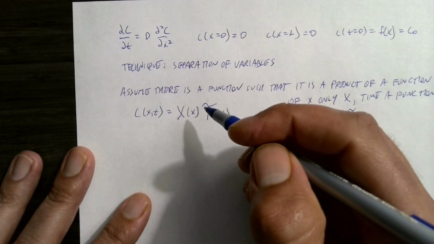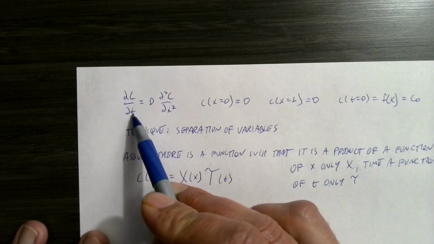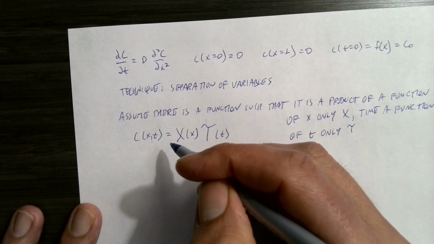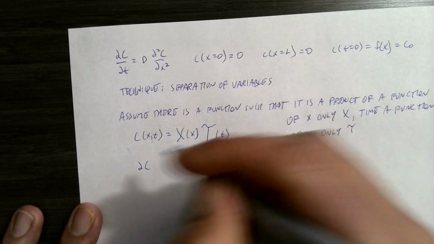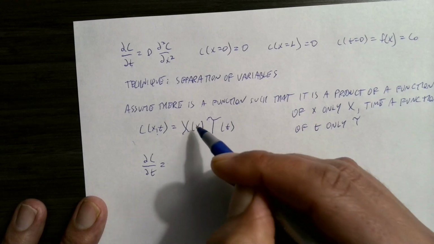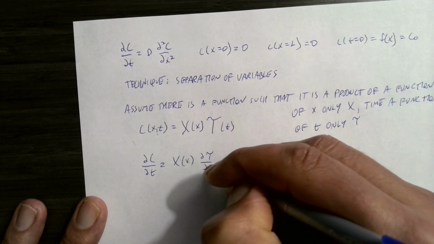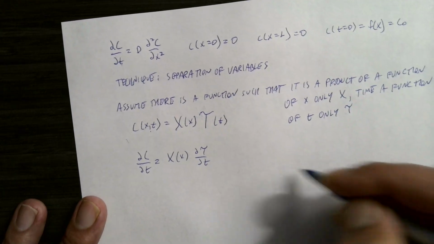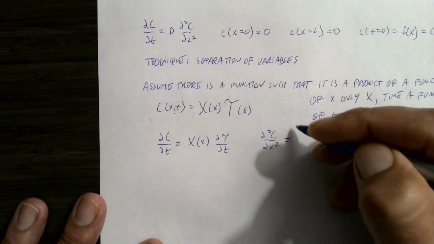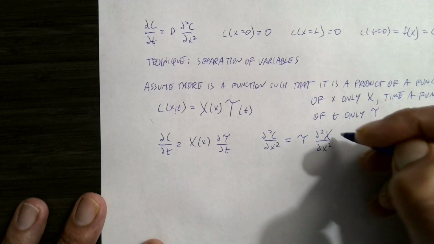So the first thing that we need to do here is replace c with these other two functions. Okay, so we need to take the derivative of the product of these two with respect to t, and then its second derivative with respect to x squared. So dc by dt would be the derivative of this with respect to time, and this is a function of time, but this one isn't, so it's a constant, and so that just becomes X of x times dT by dt. And then d squared c by dx squared, likewise, this is a constant, and I need to take the second derivative of that, so it's just going to be big T times d squared big X by d little x squared.